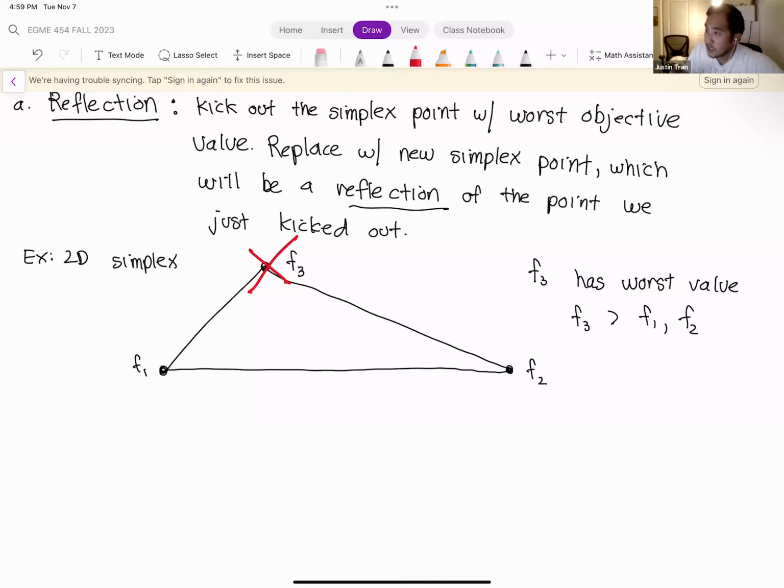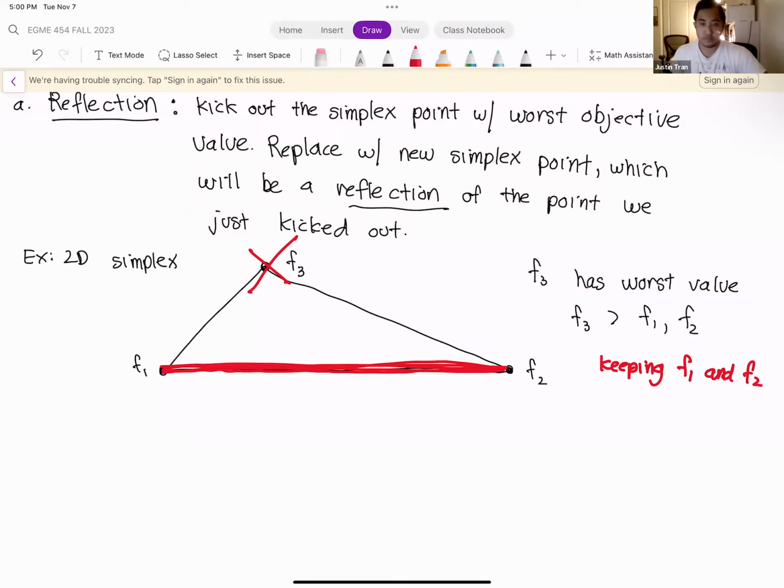Let me emphasize this line between f1 and f2. Remember, f1 and f2 are the 2 points that we're keeping in the simplex. I'm going to draw a line between those two because those are the ones we're going to keep, in that same position. Next, I'm going to draw a dotted line from the point that we just kicked out to the line that connects f1 and f2. This dotted line is the shortest distance between the kicked out point and this line.